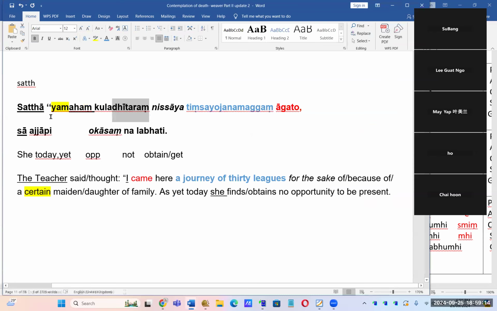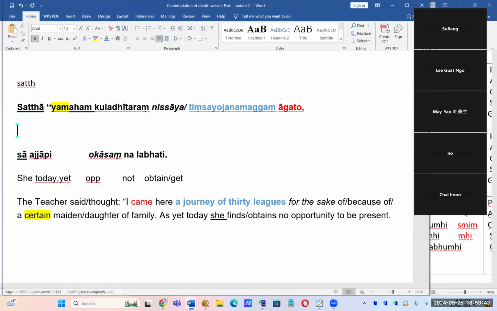So this sentence is Satta Yamaham Puraditaram Nisaya Timsa Yojana Magam Agato Sa Ajapi Okasam Na Labati. So we can finish here. Right. So Satta, the teacher, taught about this. Now because Satta is masculine, this one will be masculine also. So Satta is masculine.